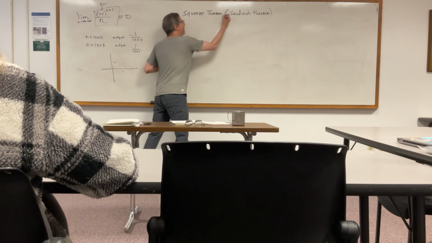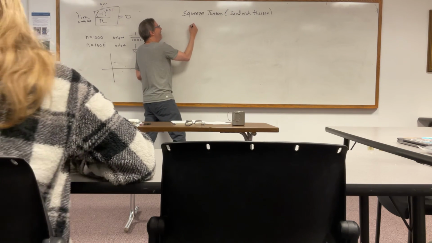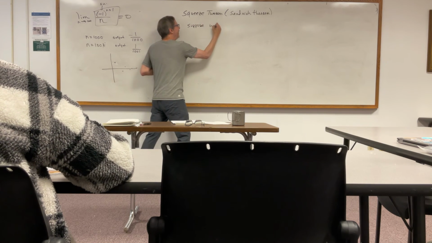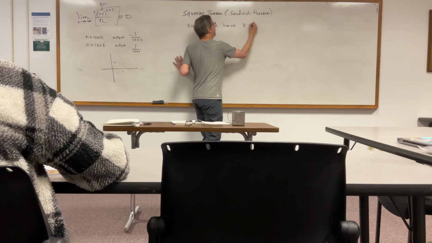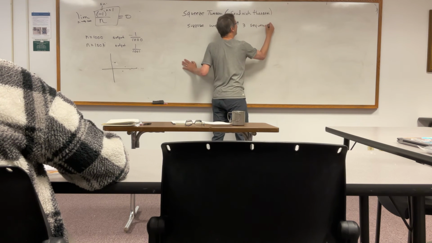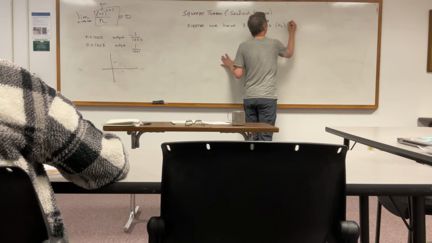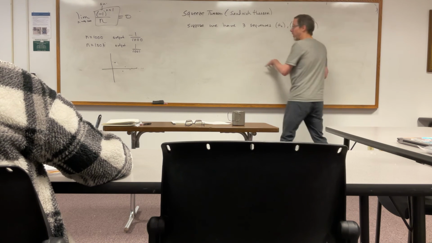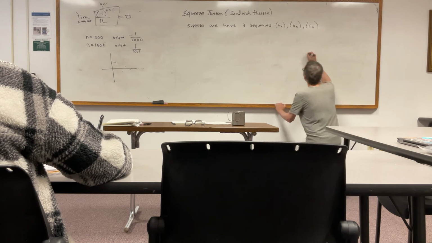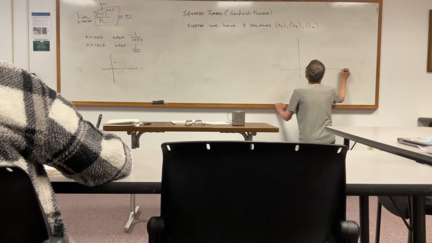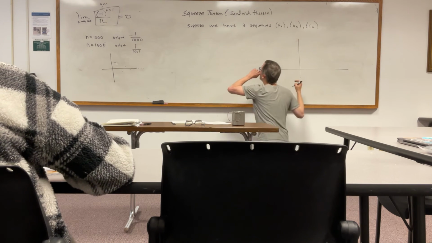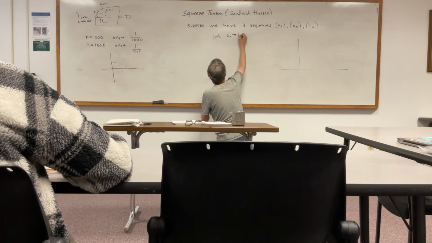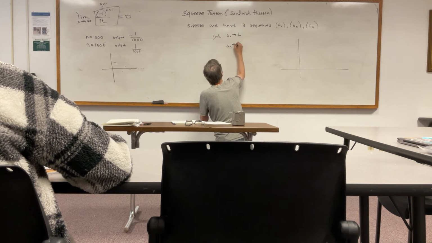So it's limits. Suppose we have 3 sequences. We have an A sub n, a B sub n, and a C sub n. And I'm going to draw a picture for this. I think it's going to make this very clear. First, let me label some things. A sub n goes to L, C sub n goes to L.